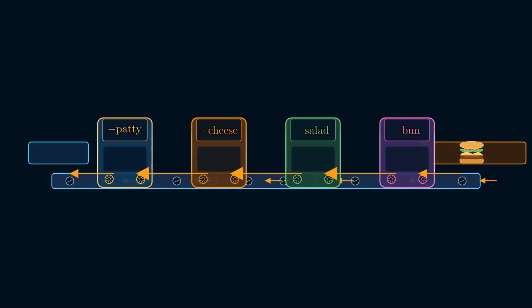Now run the same process backwards. To undo the burger, remove the top bun first, then remove the salad, then remove the cheese, then remove the patty, and we are back to the bottom bun. So the key idea is this. Forwards means doing the steps in order. Backwards means undoing the steps in the reverse order.